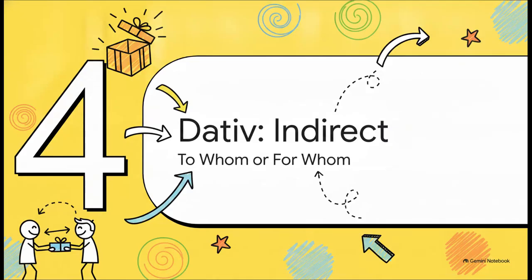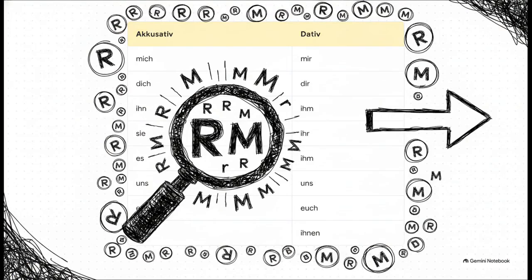Section 4, dative, indirect receivers. Now we enter the historically tricky column, the dative case, representing the indirect receivers. It basically answers the questions, to whom or for whom the action is being done. But I'm going to let you in on a little secret to instantly recognize these words. Look at the endings on the right side. The dative column is heavily dominated by R and M sounds. Mich turns into mir, dich turns into dir, ihn and es both become ihm, and sie becomes ihr. It's almost a completely different phonetic family. Once you recognize that R and M dominance, this column loses a ton of its intimidating mystery.